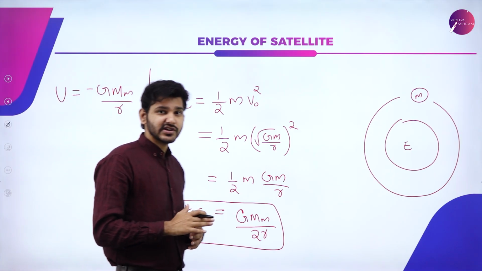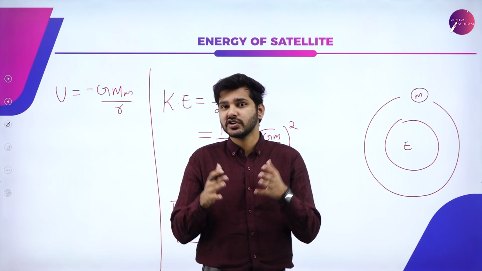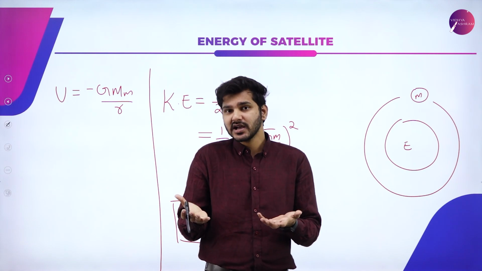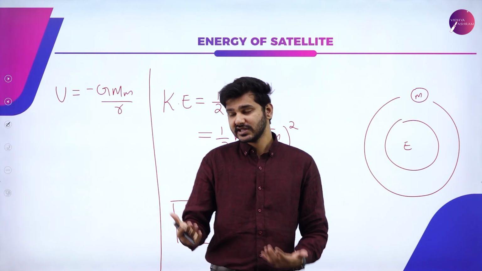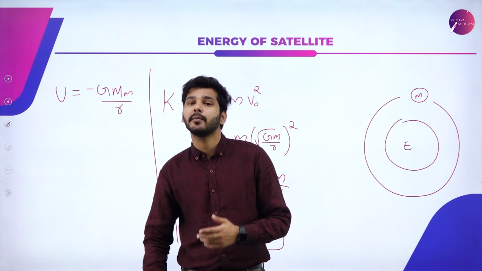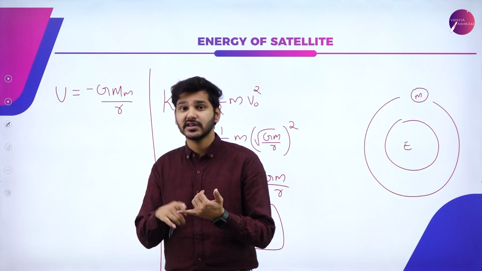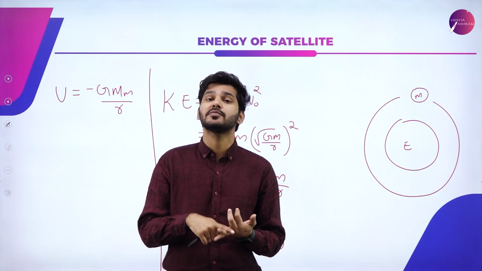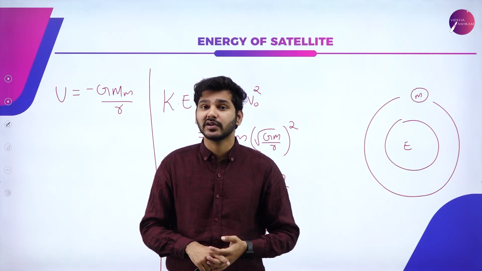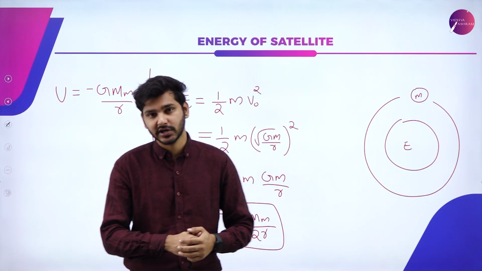We did a long derivation and found out the potential energy of any mass which is at a particular distance. It is nothing but minus GMm divided by r. So we have the kinetic energy, we have the potential energy. Now we have to calculate the total energy of that particular system.